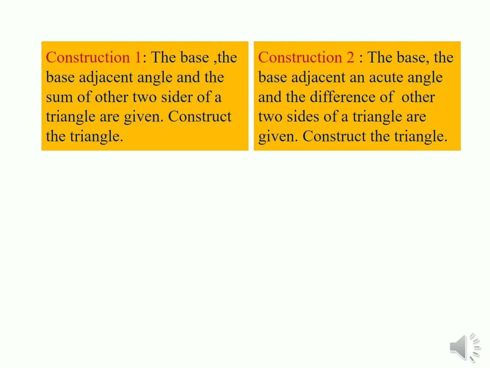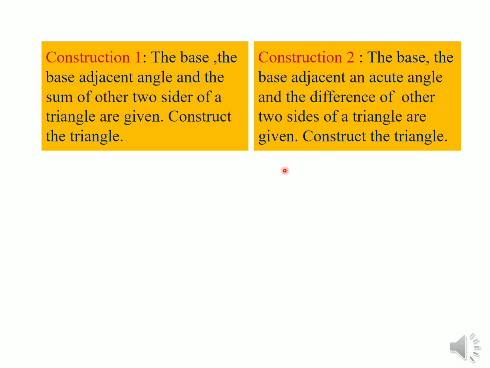Now, I want to discuss construction number 1 and construction number 2 together, because there are a lot of similarities between them. In construction number 1, the base, an angle and the sum of the other two sides of a triangle are given. And in number 2, the base, an acute angle and the difference of the other two sides of a triangle are given.